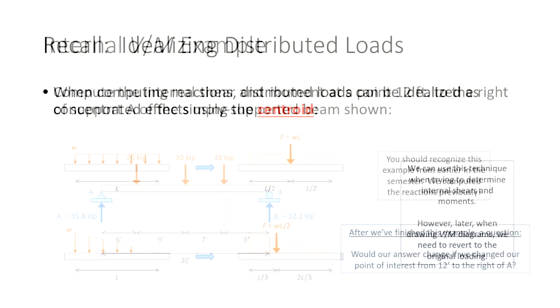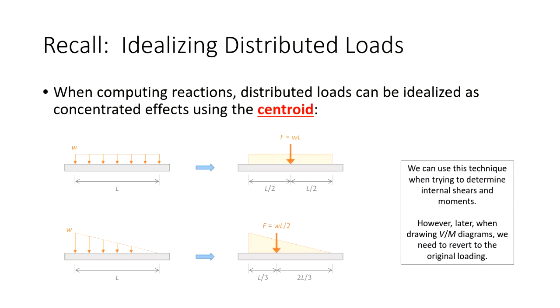Now, before we move on to our proof, I do want to mention something. I didn't really think it was valuable to spend too much time in class talking or doing a problem on this, but I thought it was worth at least going through. Now, let's go back to distributed load. So remember, when we compute reactions, we would idealize distributed loads as concentrated effects using the centroid, right? So, for instance, if we have this distributed load here, this is a uniformly distributed load, we would represent that as a point load through the centroid. And same thing if we had a triangular load.